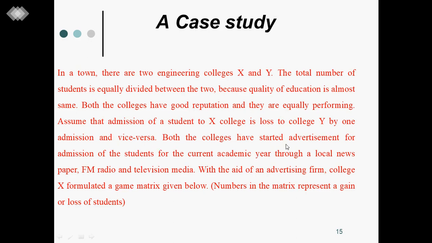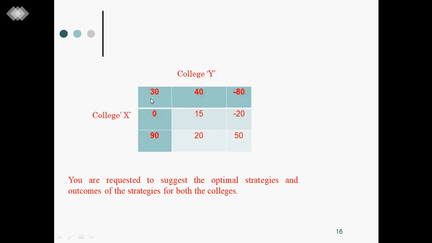Both the colleges have started advertisement for admission of the students for the current academic year through local newspaper, FM radio and television media and so on. With the aid of an advertising firm, College X has formulated a game matrix given below. Numbers in the matrix represent a gain or loss of students, like payoff elements, like students 30, 40, minus 80, all these things.